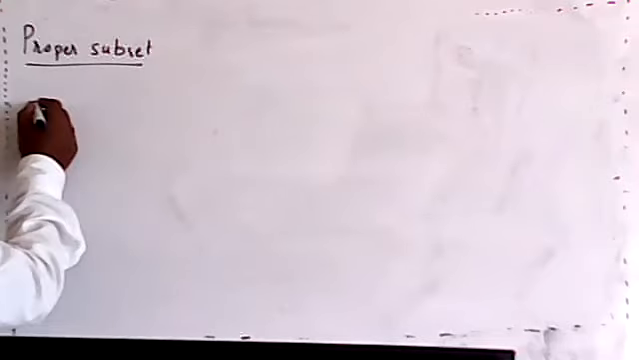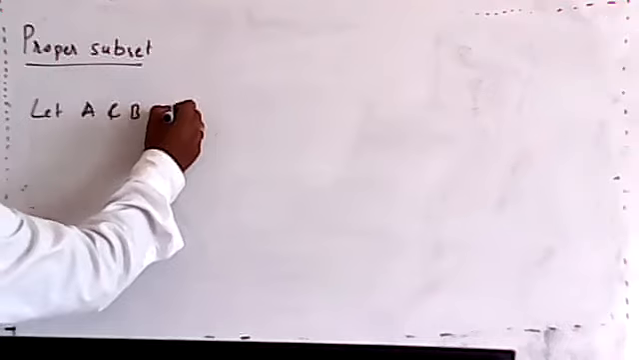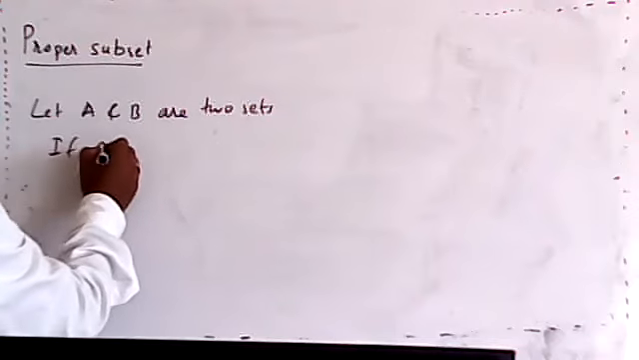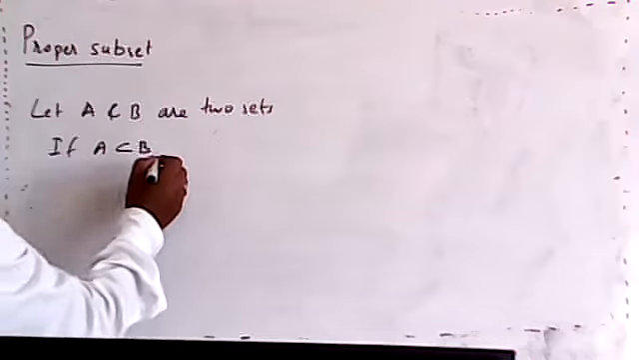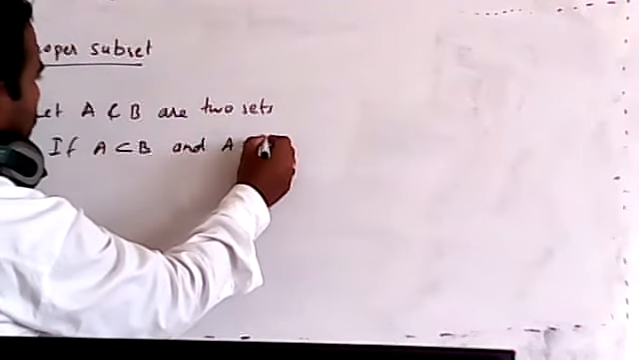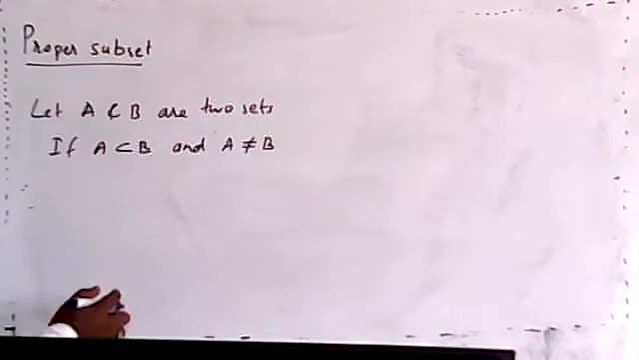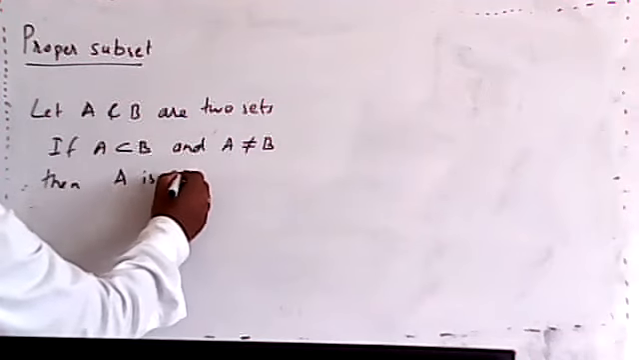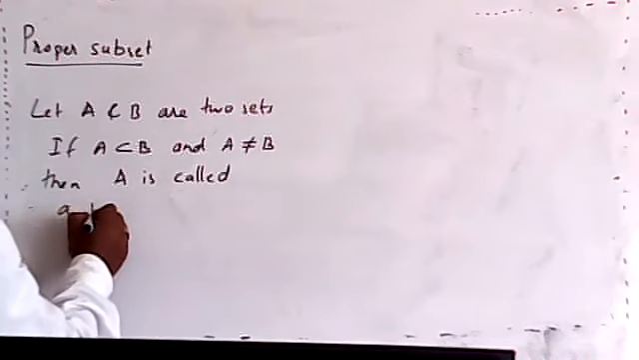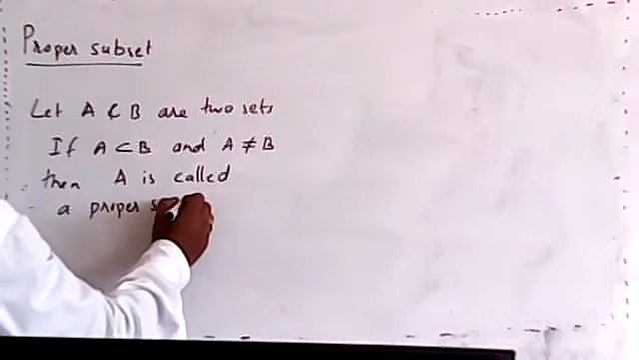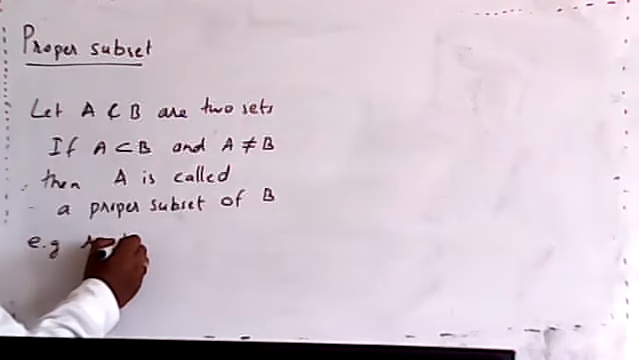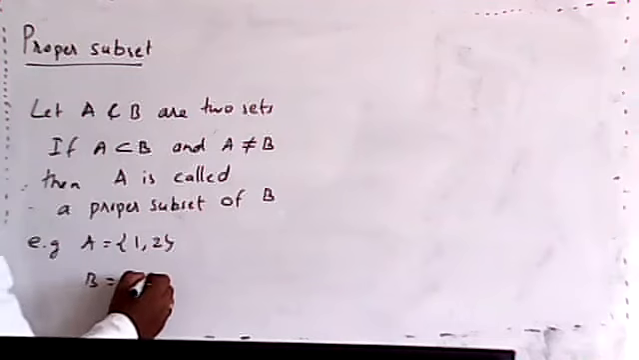If you have two sets A and B, and A is a subset of B, and A is not equal to B, then A is called a proper subset of B. Example: A has the elements 1, 2, and B has 6, 5, 2, 1.